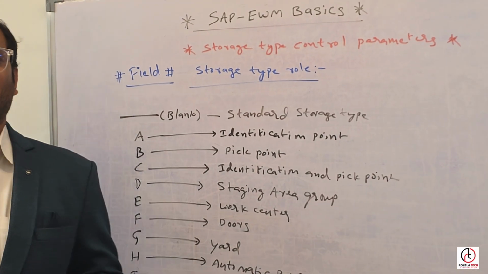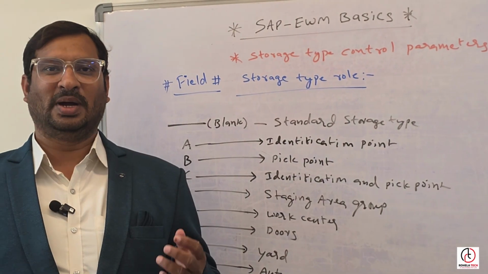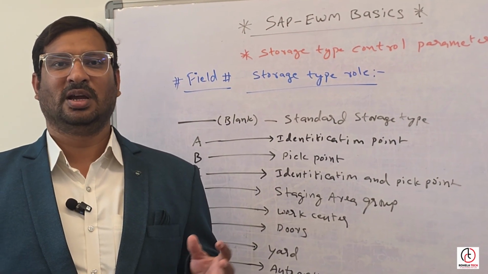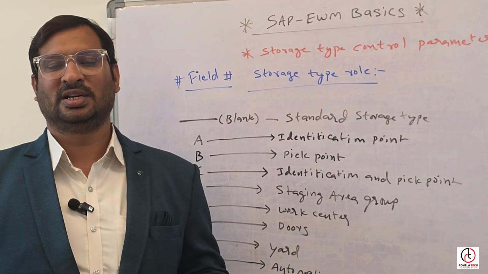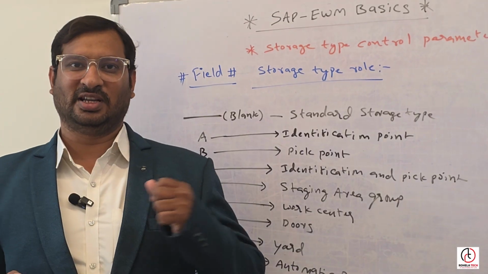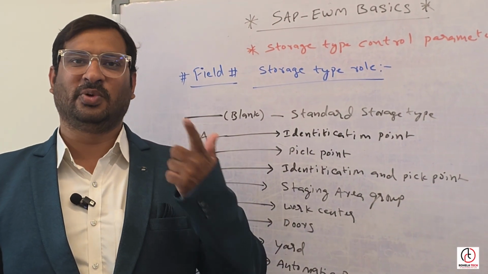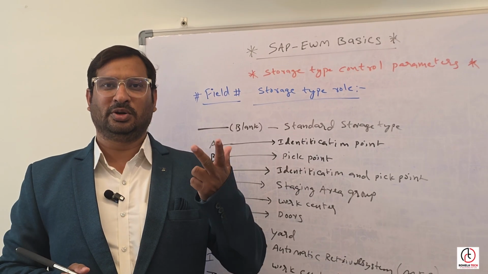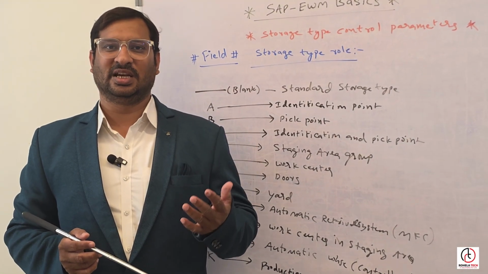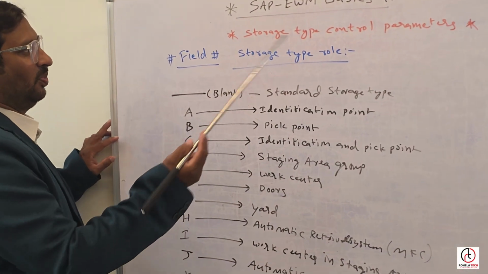As a consultant, whenever you gather the requirement from the warehouse manager, the warehouse manager says the areas which are used in the warehouse will be identified as the storage types. Each and every area in the warehouse will be defined as a storage type. Sometimes you need to define doors, yard, identification points, pick points, staging areas. So this will be created under the storage type control parameters.